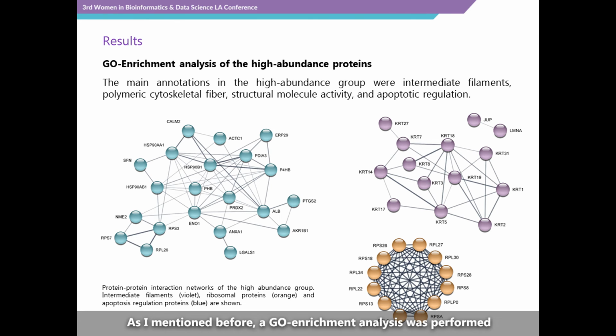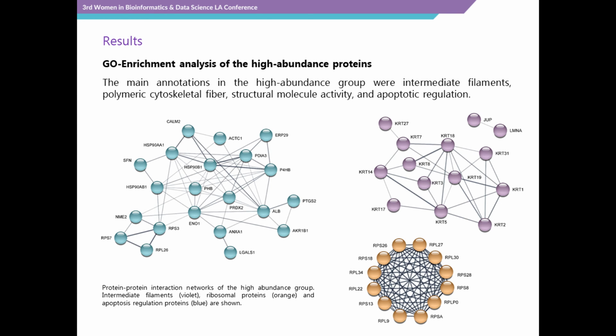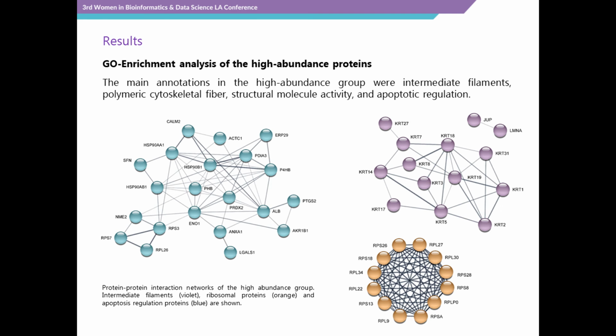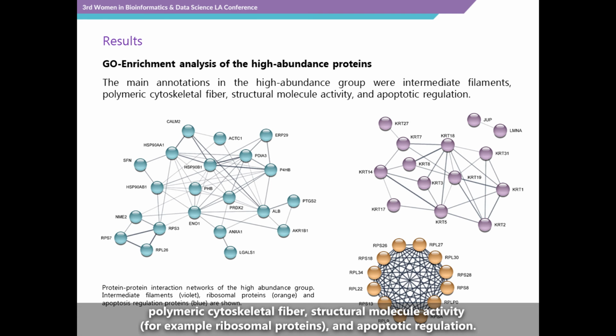As I mentioned before, a gene ontology enrichment analysis was performed with high and low protein abundance groups. No enriched GO IDs were found for the low abundance group. But in the high abundance group, the main annotations were intermediate filaments, polymeric cytoskeletal fiber, structural molecule activity, for example, ribosomal proteins, and apoptotic regulation.